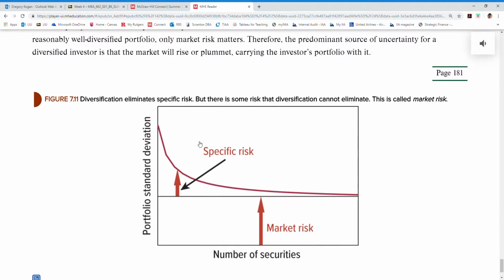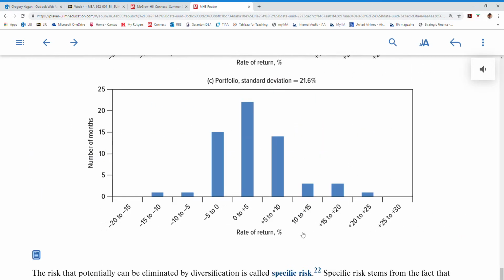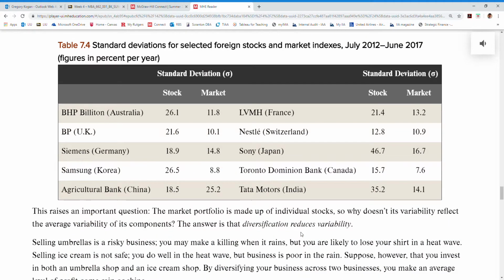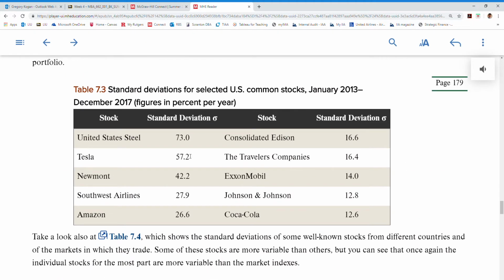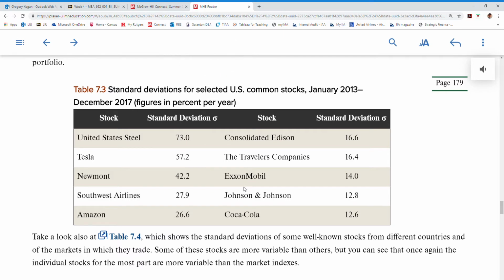We can see here, for example, in a portfolio, the more securities you have, the less market risk you have. So that is why diversification is so important, because as you see here, for example, Tesla has a standard deviation of 57%, United Steel 73%. So it varies so much because of the volatility, and Amazon 26.6%.